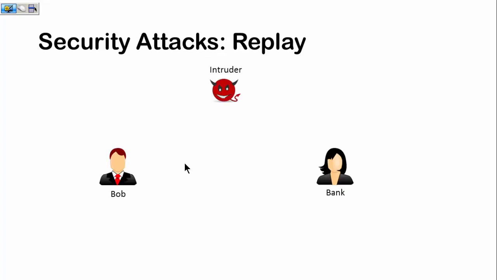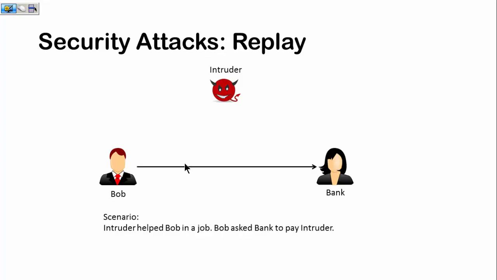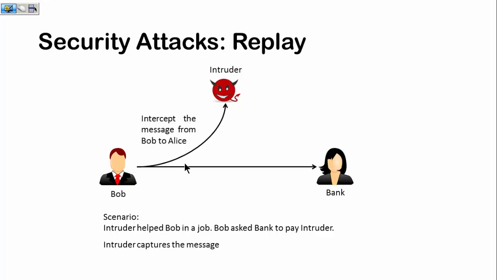In a replay attack, again there are three parties, Bob, the bank, and the intruder. Suppose the scenario now is that the intruder helped Bob in some job, and therefore Bob is now asking the bank to pay the intruder a certain amount of money, and that message has been exchanged. This message has been passively heard or intercepted by the intruder, and he keeps that message. What is the message? The message is that Bob is telling the bank, please pay him 5,000 rupees, right?